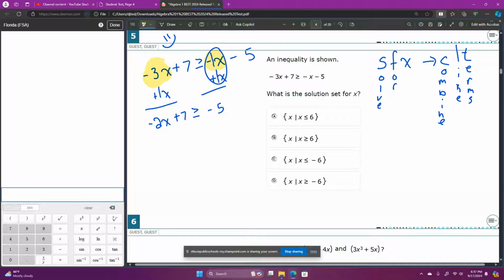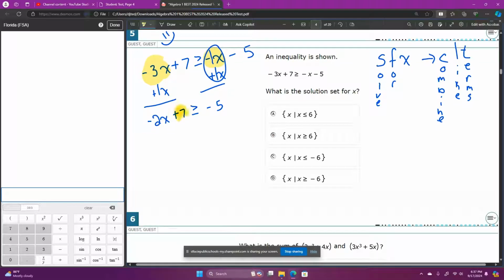My next like terms, what's like the 7? The 5, because neither of them have a variable. It's just numbers. So to cancel it out, I want to subtract the 7 on both sides of my inequality. That gives me negative 2x. This cancels to 0, is greater than or equal to negative 5 minus 7. You can check it on the calculator, but that's negative 12.